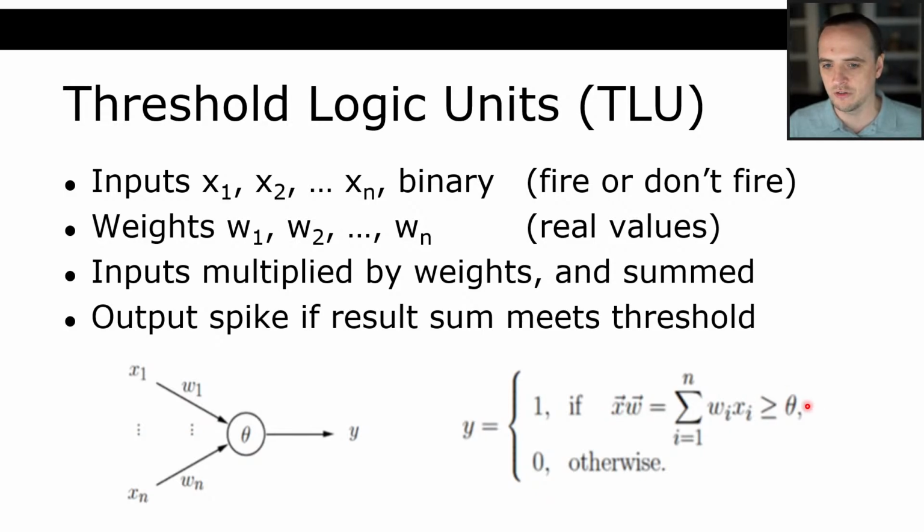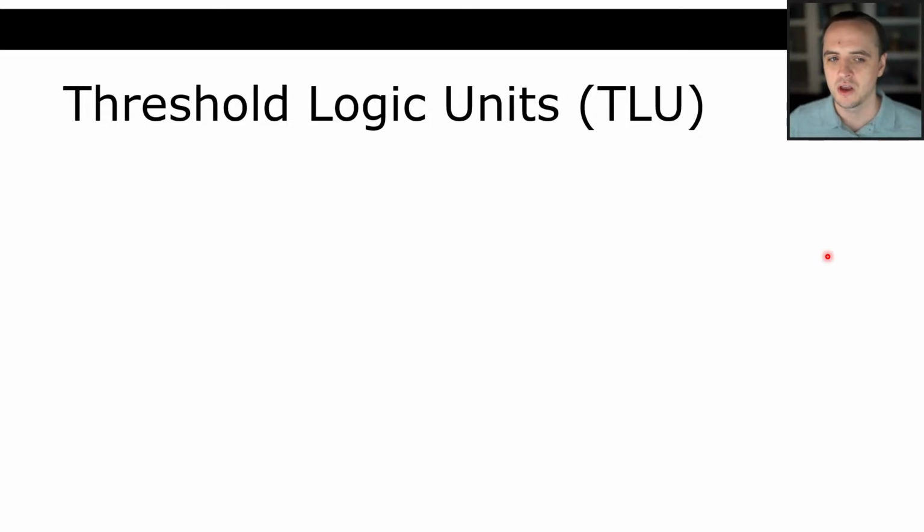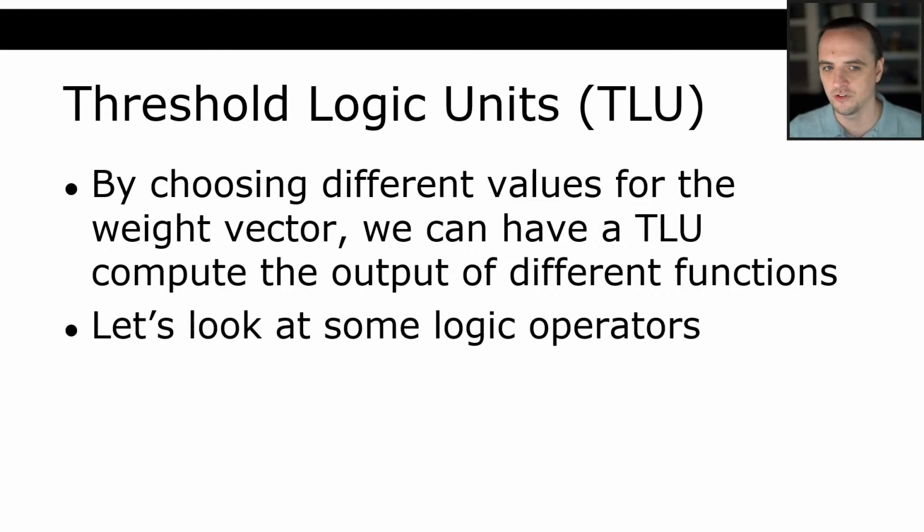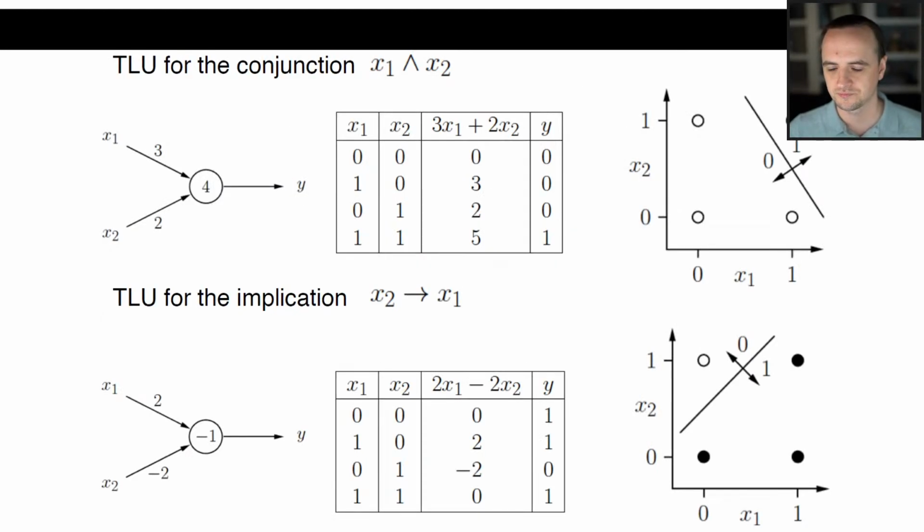And if that is greater than the threshold, the output is 1. Otherwise, the output is 0. So you look at this and you're like, okay, well, that's neat. What can that do for us? Well, it turns out by choosing different values for that weight vector, w, we can actually have a TLU compute the output of a different function. So let's just look at a couple of examples of logical operators that you can simulate using a TLU.